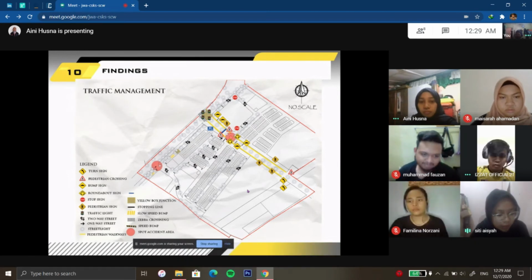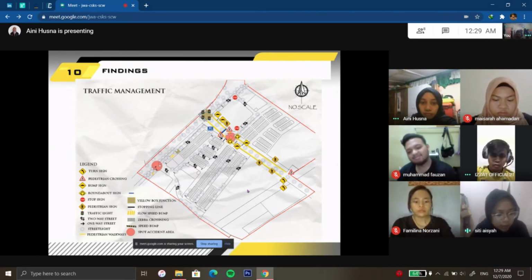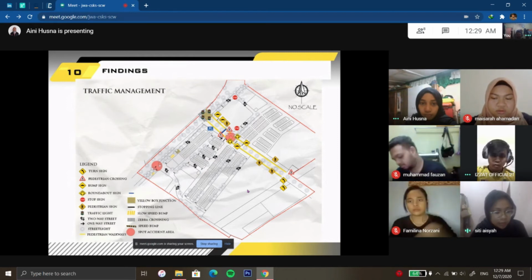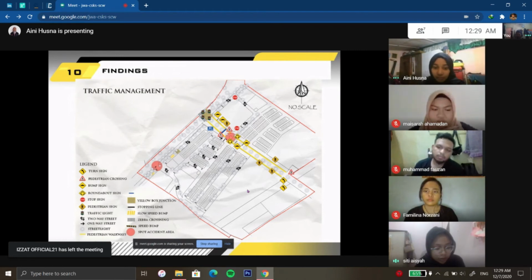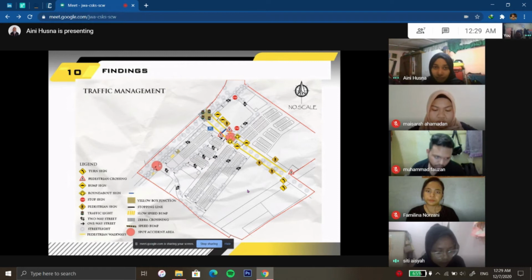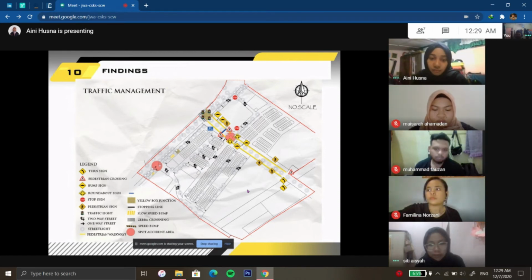There is a lack of pedestrian crossing signage at Bandar University. Pedestrians cross at a route that has a no pedestrian crossing sign. There is no intersection signage at the Bandar University commercial area, such as stop signage and give way signage at the intersection area. There is a high possibility of criminal activity at the Bandar University commercial area due to the lack of lighting at night. I will pass to Ainin Husna.